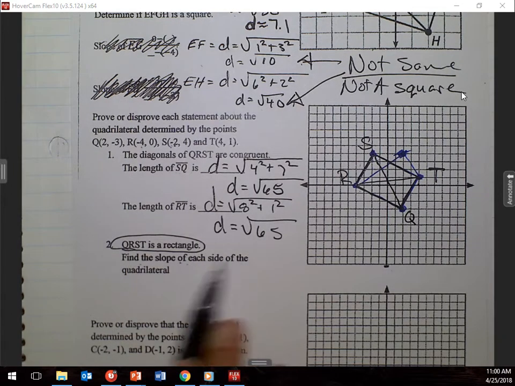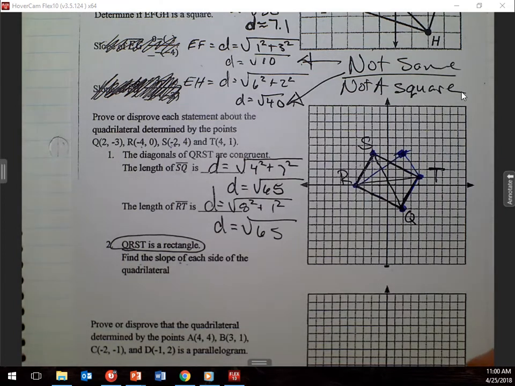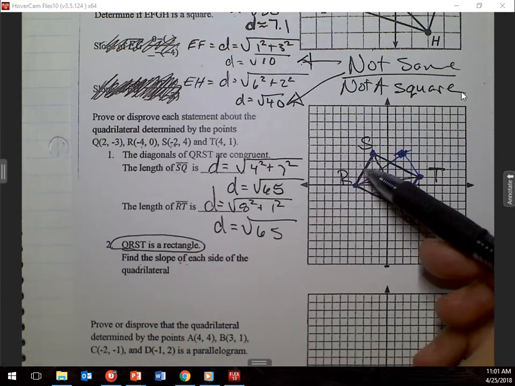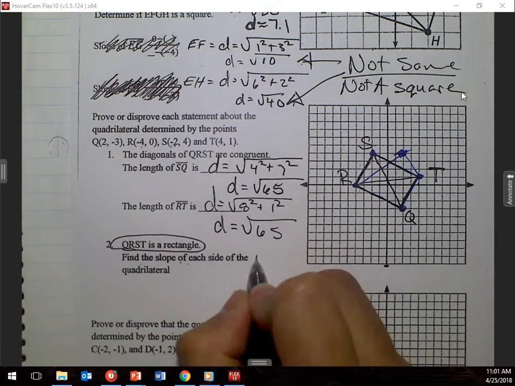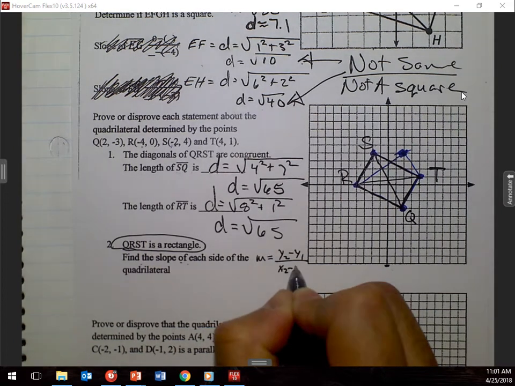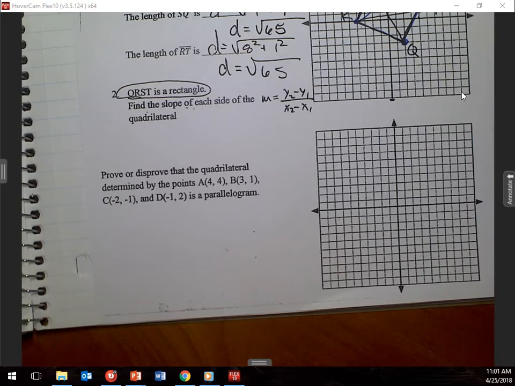Find the slope of each side of the quadrilateral. Now we're going to do the slope here. We didn't have to do it on the previous one because doing the distance is easier to prove or disprove. Now it's just asking for the slope of the sides. If you guys remember, we did slope recently, where slope m is equal to y2 minus y1 over x2 minus x1. M stands for the slope. M is the abbreviation of slope.